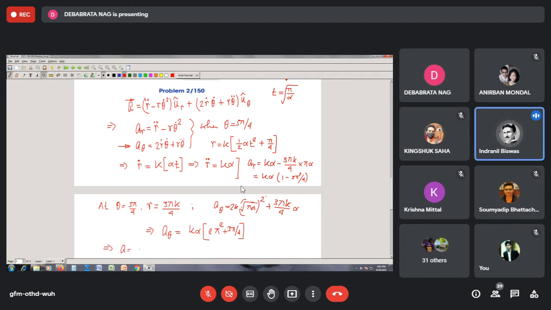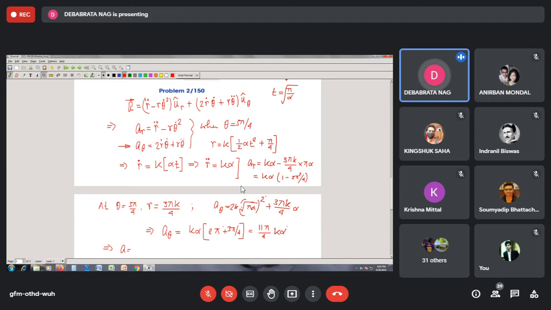So it means if this is pi, then it will be 11 pi, correct? So it becomes 11 pi by 4 into k alpha.